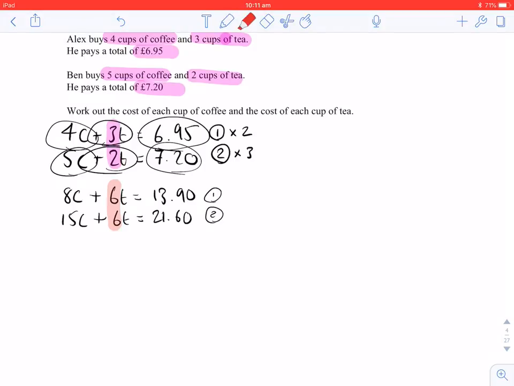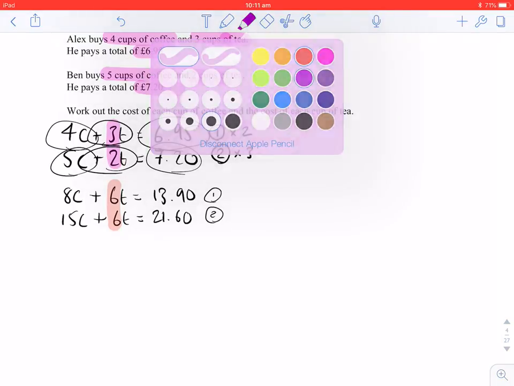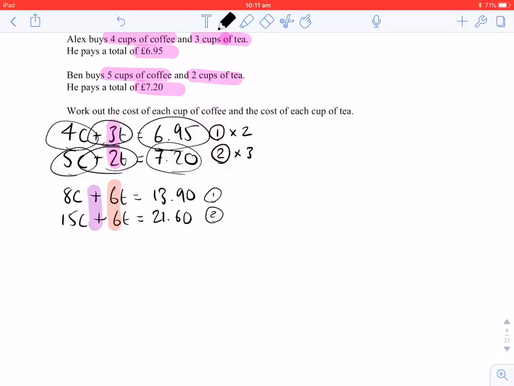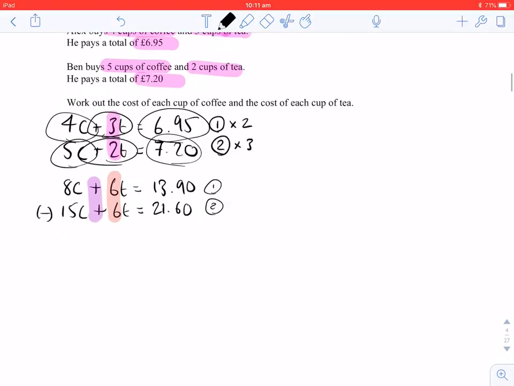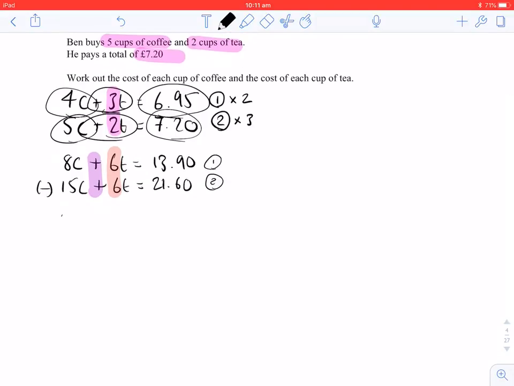Because we've got the same number of t's, we now look at the signs in the middle. The signs in the middle there are the same, so that means we have to subtract. Looking at what we're going to get here, I can see that my bottom values are bigger than my top values. So just to make it easier for myself, I'm going to rewrite it with equation 2 on the top and equation 1 on the bottom, so that I don't get any horrible minus numbers. And then I'm going to subtract these.